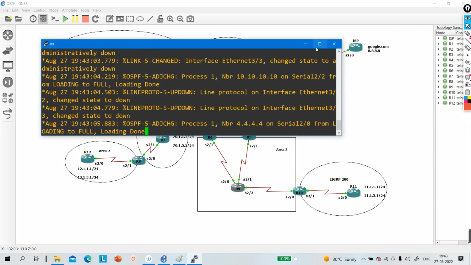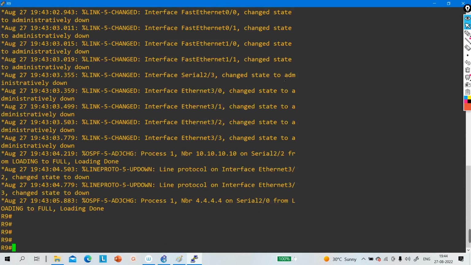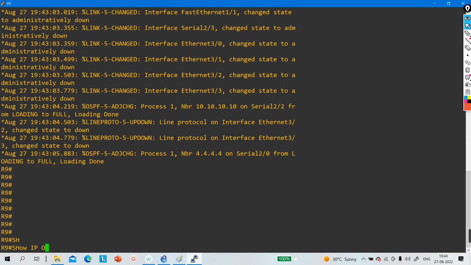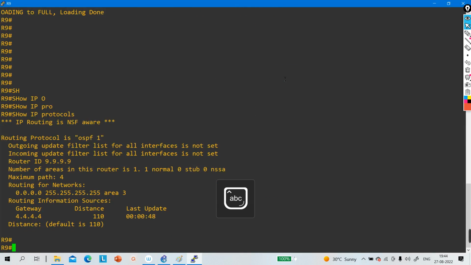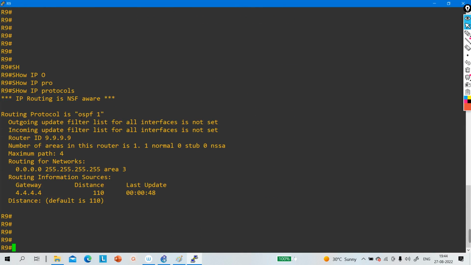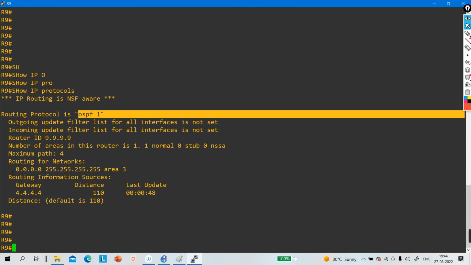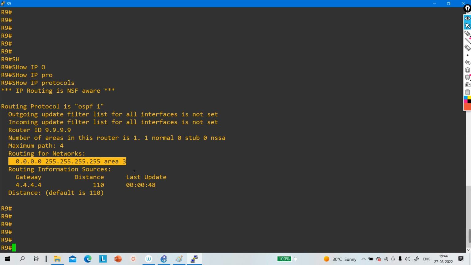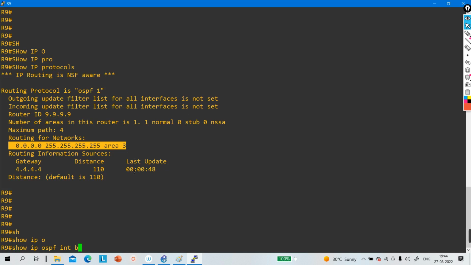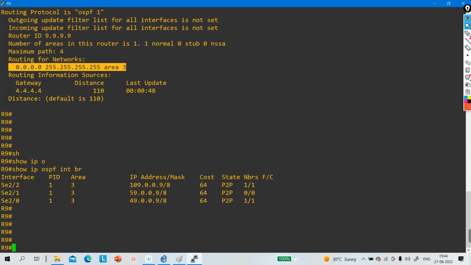First of all, I have already configured OSPF here. You can verify. So show ip protocol. I am running OSPF process ID 1 here, right? And I have advertised the network 0.0.0.0 255.255.255.255 in area 3. So all active interfaces are present in which area? In area 3. So show ip ospf interface brief. You can see all interfaces are present in area 3.